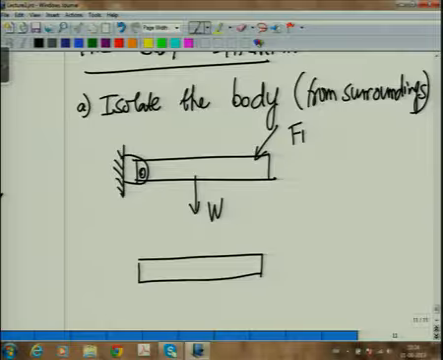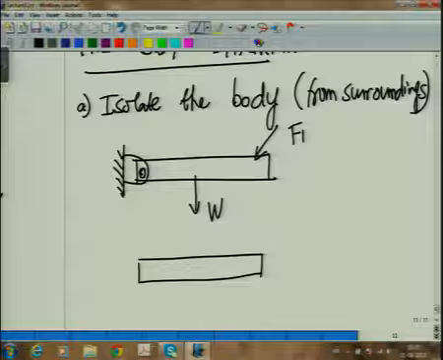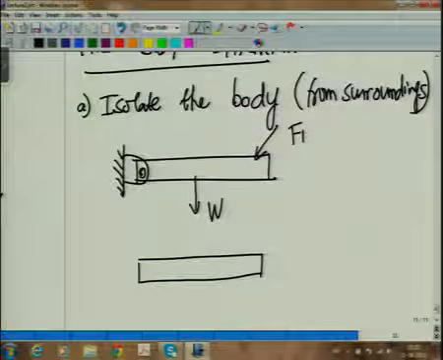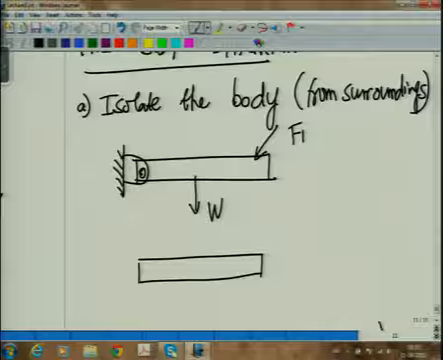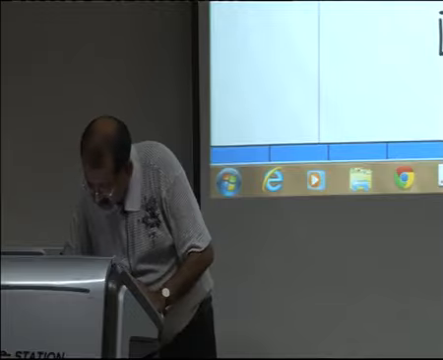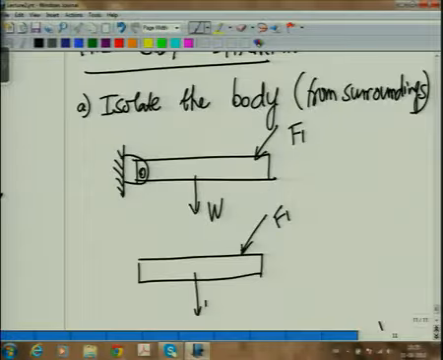Next, what we do is we make a physical inspection all around the bar. And whatever external forces are acting directly, first we will show them. So that means I isolate this. I show the force F1. I show the weight W.